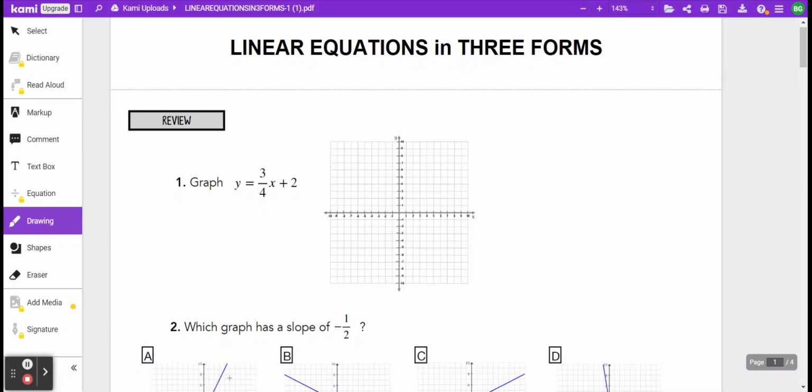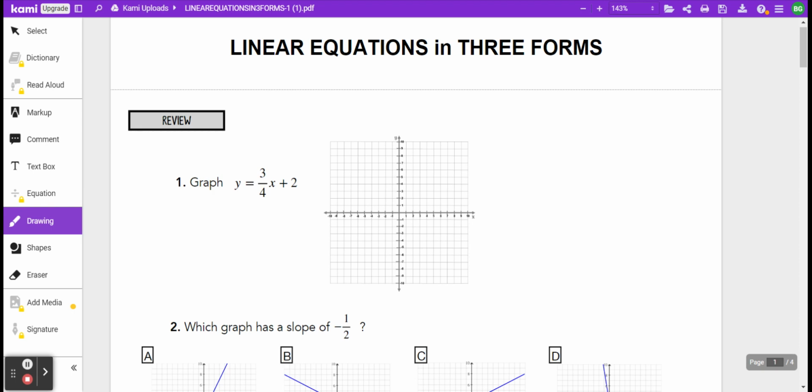Right, good afternoon. So today we're going to be looking at linear equations in all three forms. We've talked about slope-intercept form. We looked at point slope on Monday. Yesterday we looked at standard form. We're going to look at all three of those today. So before we get started, let's look at a review.